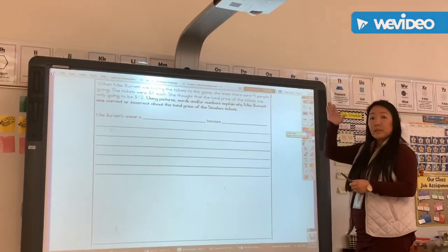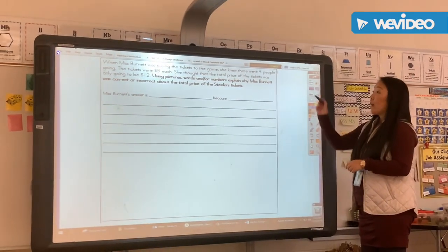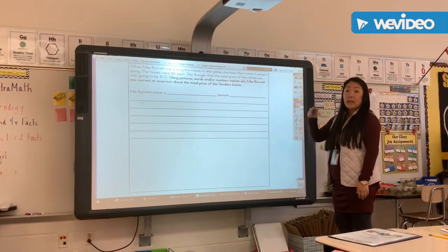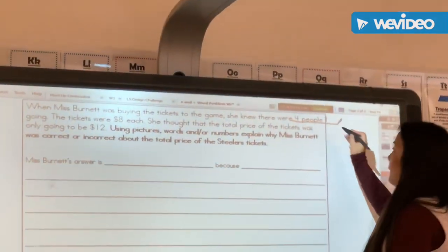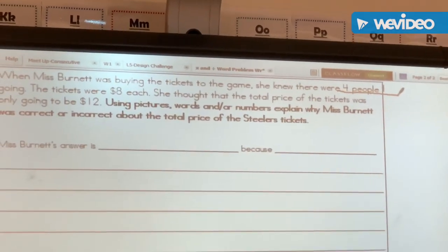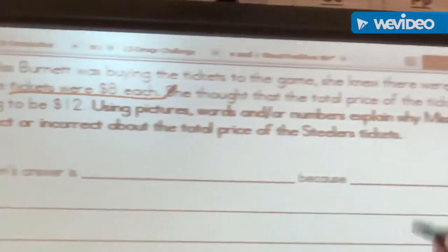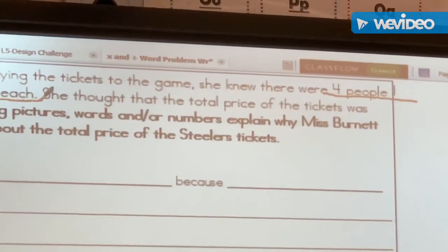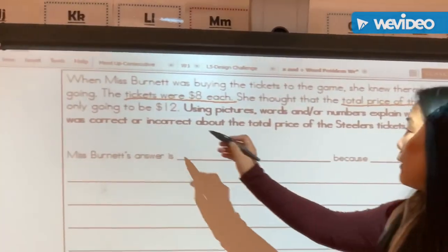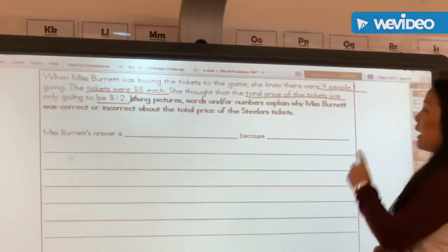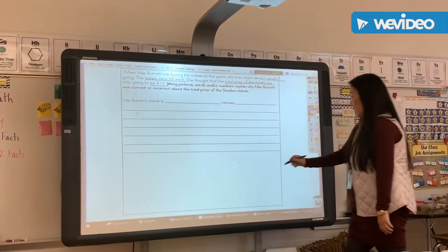Okay. So Mr. Fallader just went over the different steps that we follow when we're answering written responses for math this year. He read the problem to you, so let's go back and look for the key numbers and the key words. It says that there were 4 people, so I'm going to underline that. The tickets were $8 each. So I'm going to underline that important information. And the final part that is really important in this word problem, it says the total price of the tickets was $12. So I've got to ask myself, how did I get that $12? Well, the operation I would have had to do there was addition.